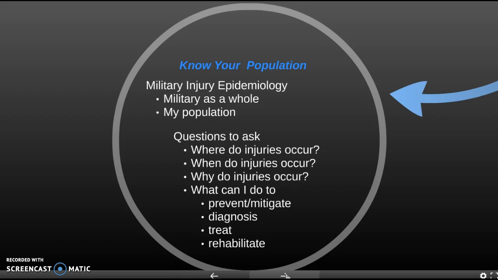injuries. So when I started looking for articles, I just asked myself some questions like, where do the injuries occur? When do injuries occur? Why do the injuries occur? And what can I do to, again, prevent, mitigate, diagnose, and rehabilitate those injuries? And I think this is the first step in a comprehensive approach to any type of injury question, is knowing what your population is susceptible to.